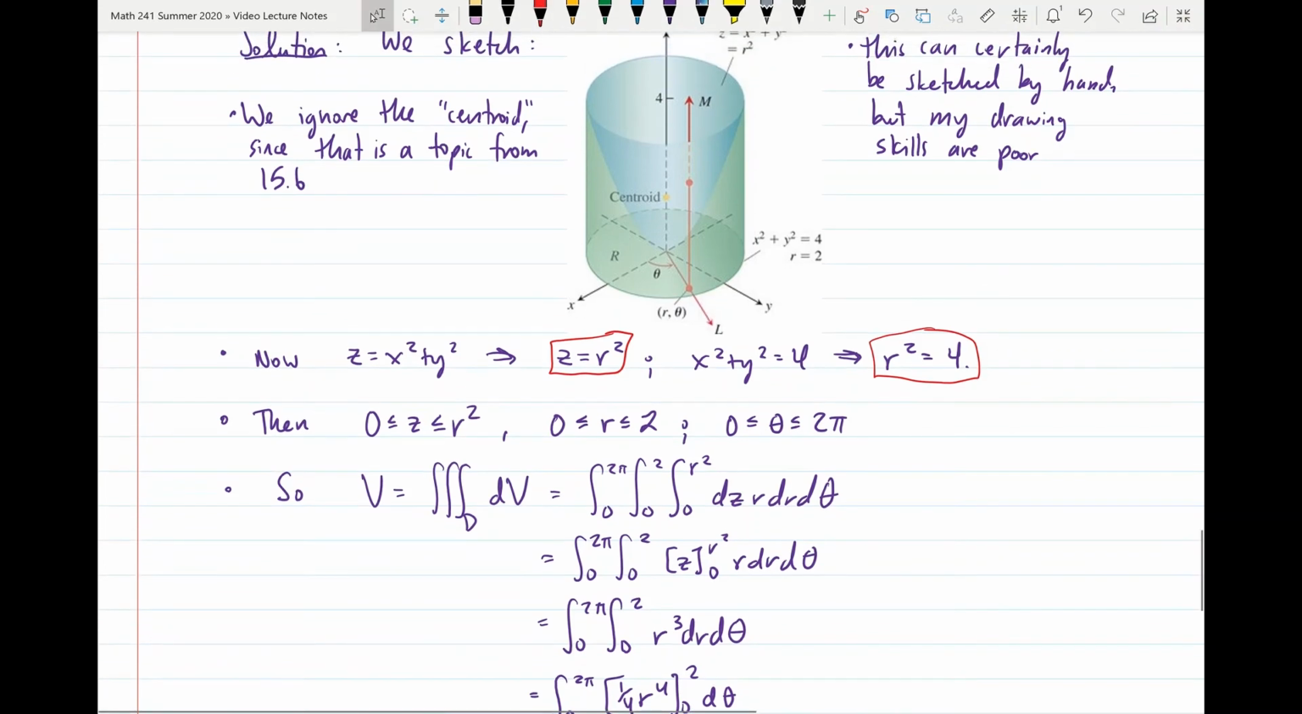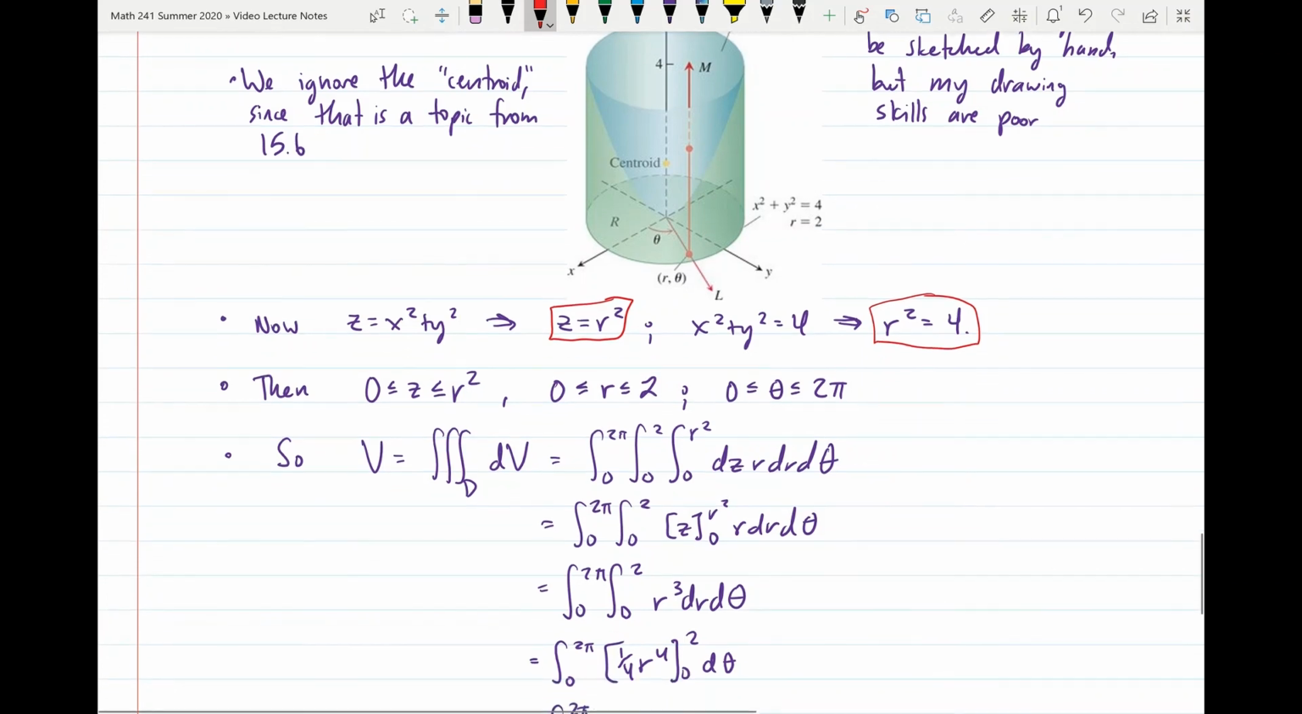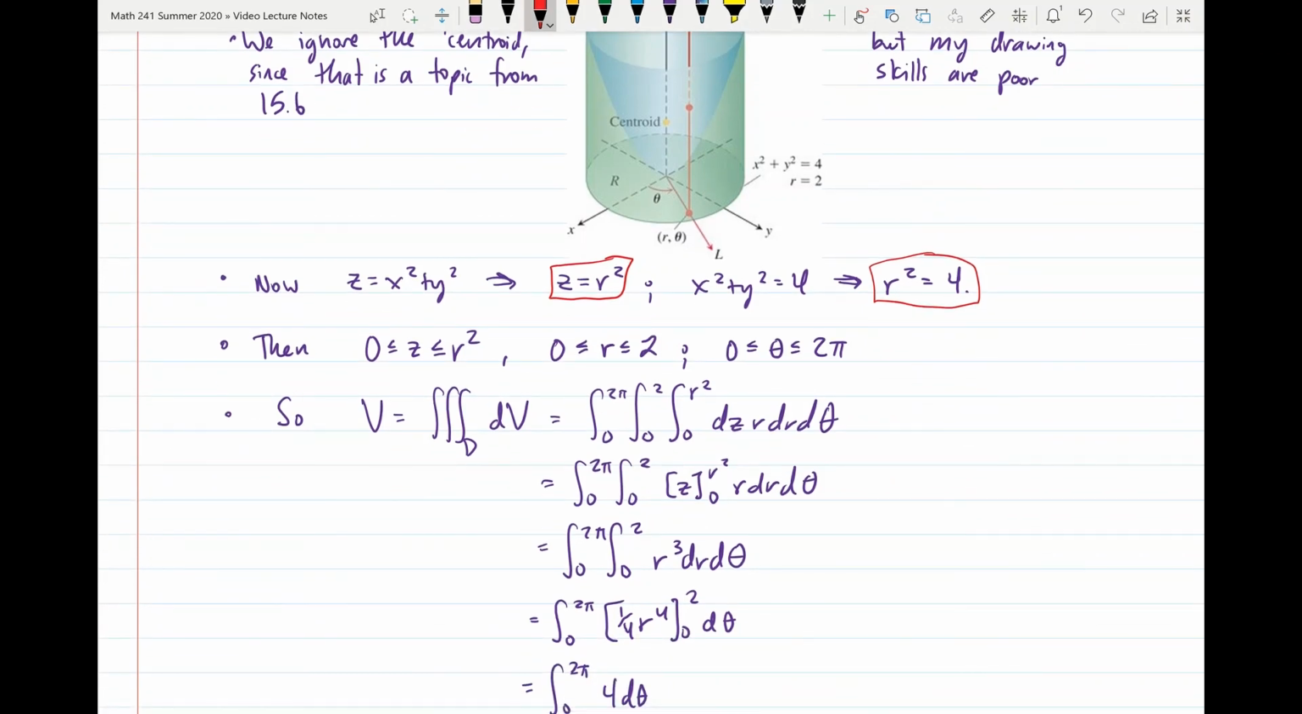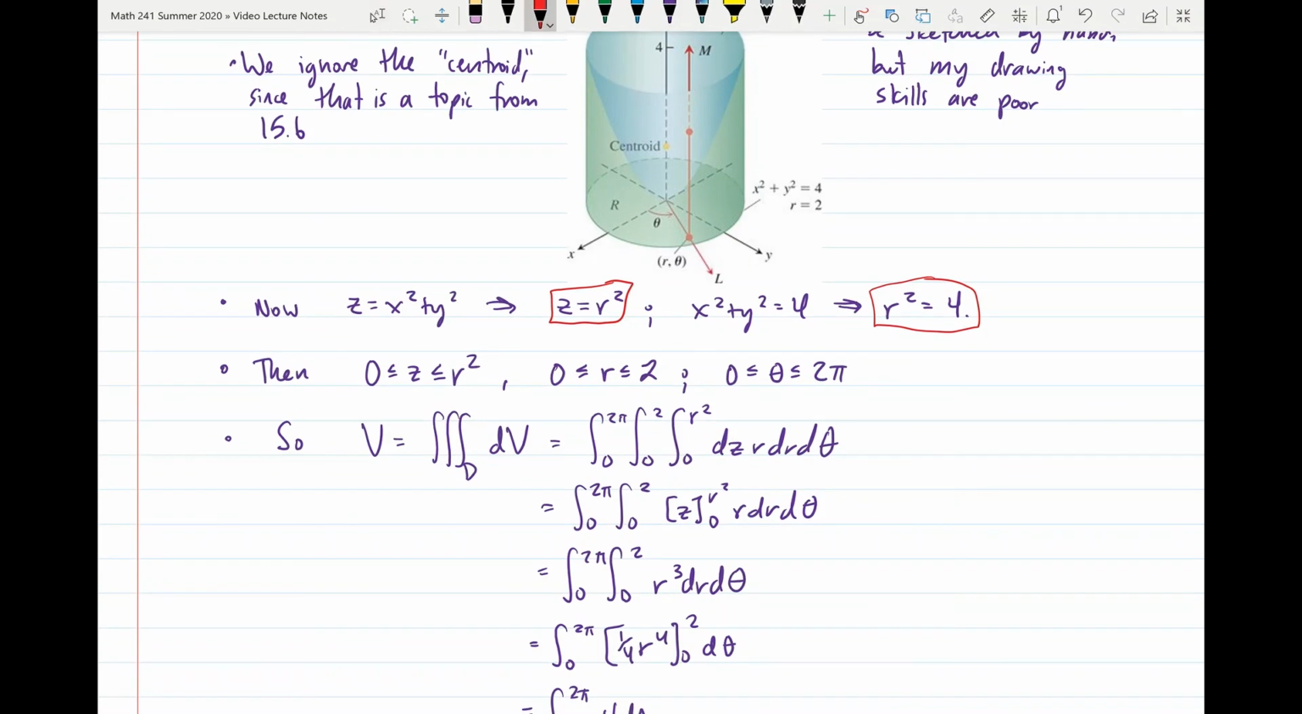Then we can worry about limits of integration for r. Again, if you start at the origin and you draw a line from the origin out through the region R, or any point in the region R, then that line is going to enter the region R at 0, and it's going to leave the region R when r is equal to 2, or just that circle that's describing the region R here. So r is equal to 2. And that'll give us the lower and upper limits of integration for r.